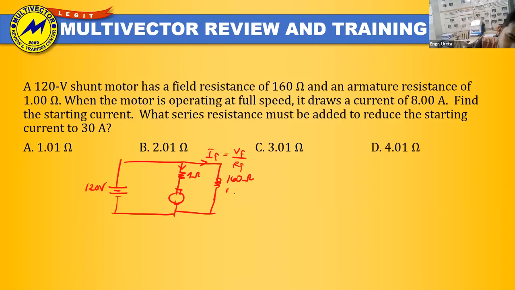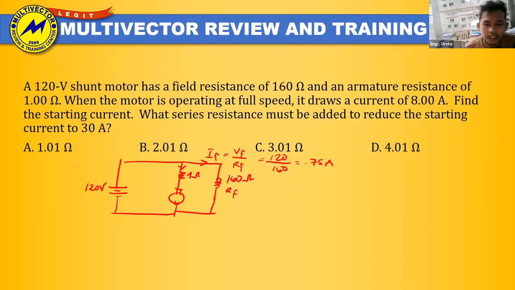Okay, sir, ito yung RF ko, no? So our VF, which is the field voltage, is 120 volts, no? Equal lang siya sa source voltage natin or terminal voltage since connected sila in parallel. 120 divided by 160, which is just equals to 0.75 amp. Okay? So dito kasi ang tinatanong, sir, is actually our starting resistance to reduce the starting current to 30 amp.